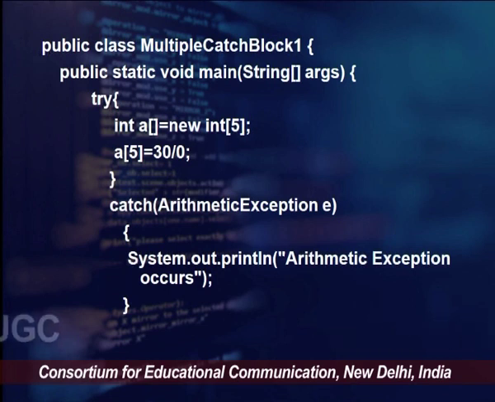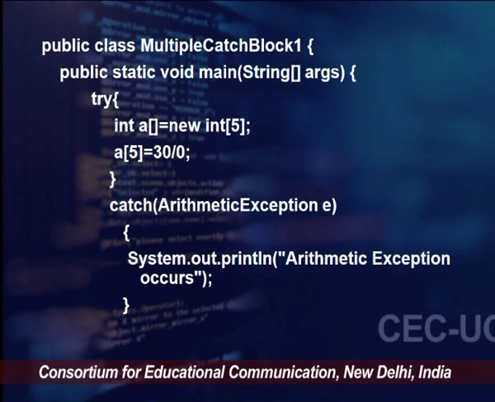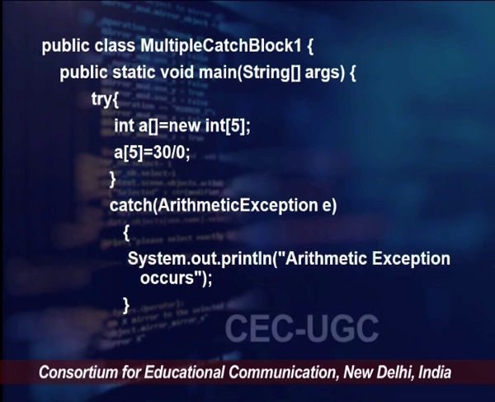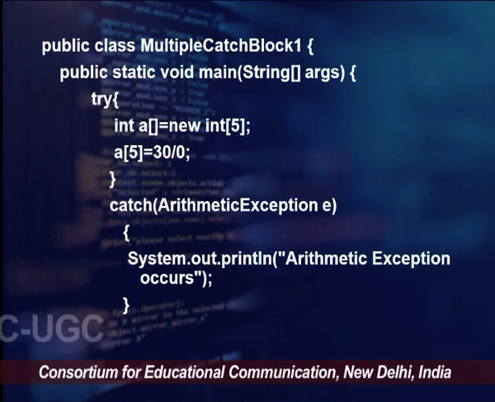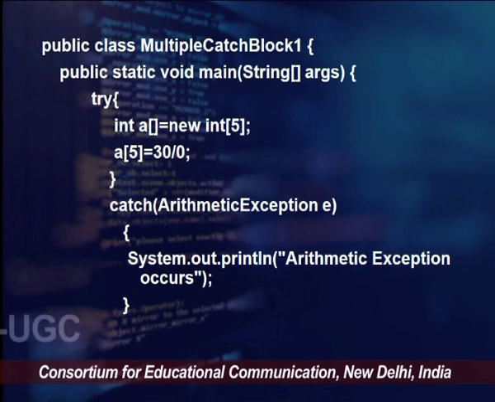We need to look into the statement which is raising an exception. The statement is A[5] = 30 / 0. In the initial stages of any programming language we always study that whatever is written on the right hand side of the equals operator, the assignment operator, is evaluated first, and then the result of the right hand side will be stored inside whatever variable you have on the left hand side.